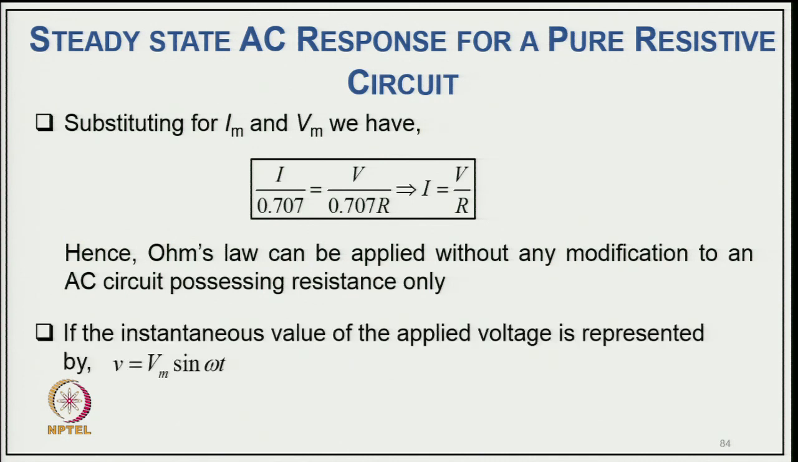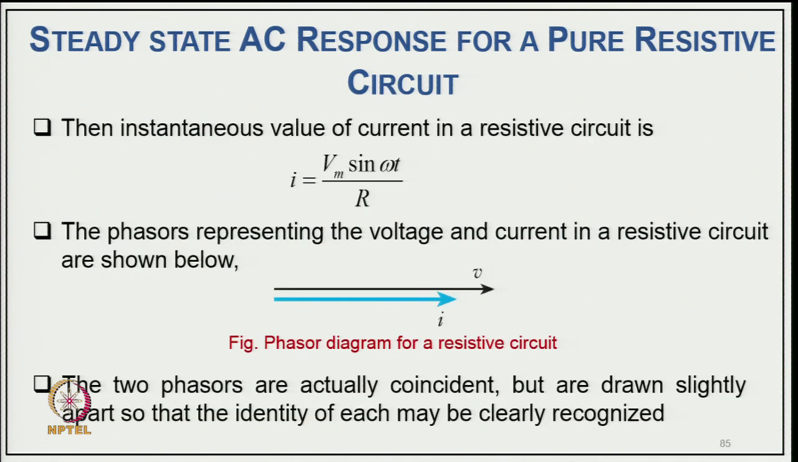If the instantaneous value of the applied voltage is represented by v equal to Vm sin ωt, then the instantaneous value of the current in a resistive circuit, i, will be Vm sin ωt upon R. In phasor representation, the voltage and current in a resistive circuit are shown as follows. Both are in phase, only the magnitude will change. In the diagram, the two phasors are exactly coincident, but are drawn slightly apart so that the identity of each may be clearly recognized, because they have different magnitudes.